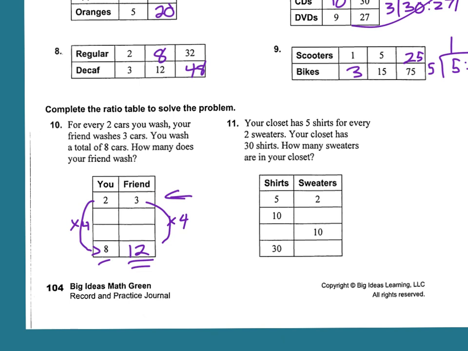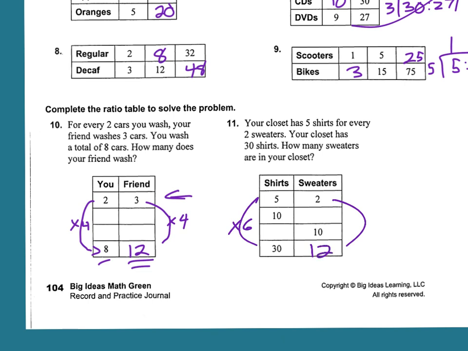So let's look at the last question here. Your closet has 5 shirts for every 2 sweaters, and that's shown here in the chart. Your closet has 30 total. How many sweaters are in your closet? So if you can see this relationship, do you have to fill out the whole table? It only wants us to show how many sweaters are in your closet if you have 30 shirts. So the 5 turned into a 30. That's times by 6. So I'm going to take the 2, times it by 6. I get 12.